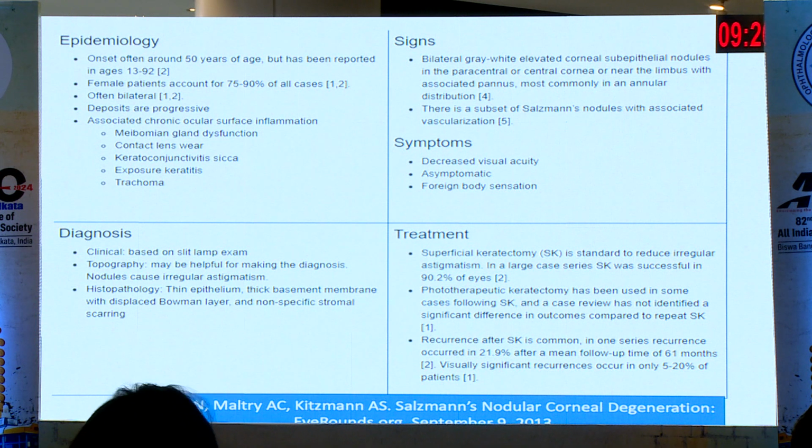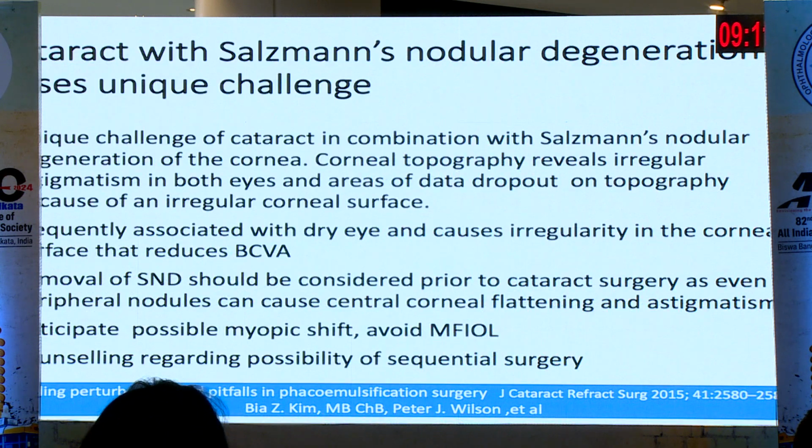Salzmann nodular degeneration: the diagnosis is based on clinical examination, and topography is helpful in evaluating the contribution of the nodule to visual impairment. Now, what is the challenge when we are doing a cataract surgery in a patient who has Salzmann nodular degeneration nodules, either in the periphery or in the center?